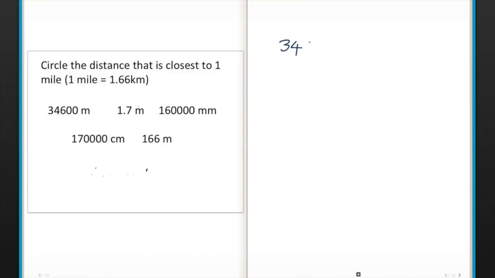we've got 34,600 metres, and we want to go to kilometres. Kilometres are big, so they have a low voice. Metres, compared to kilometres, are small, so they have a high voice. How do you get a number from being high to low? Do you times or divide? We want to make it less, so we're going to divide by 1,000. Remember, kilo means 1,000, and there are 1,000 metres in a kilometre.